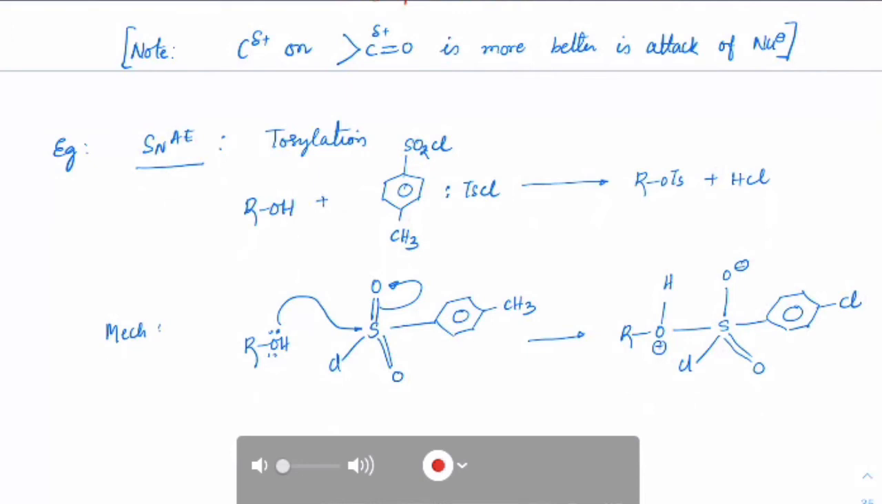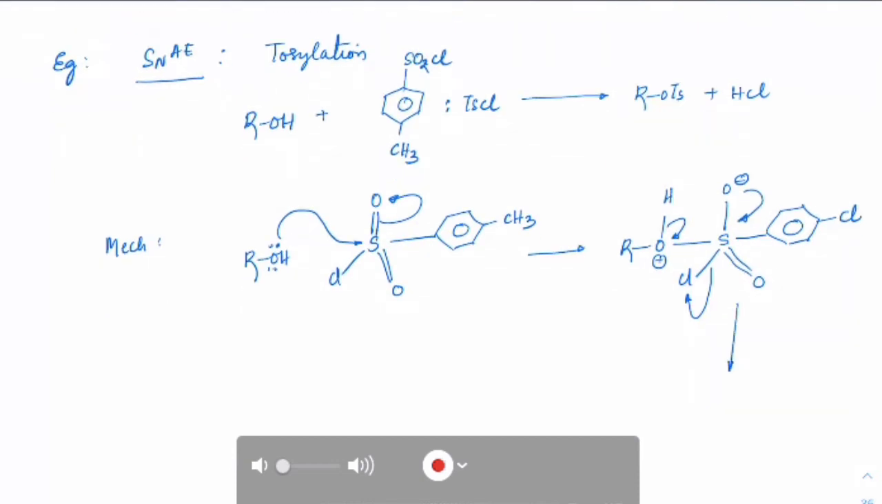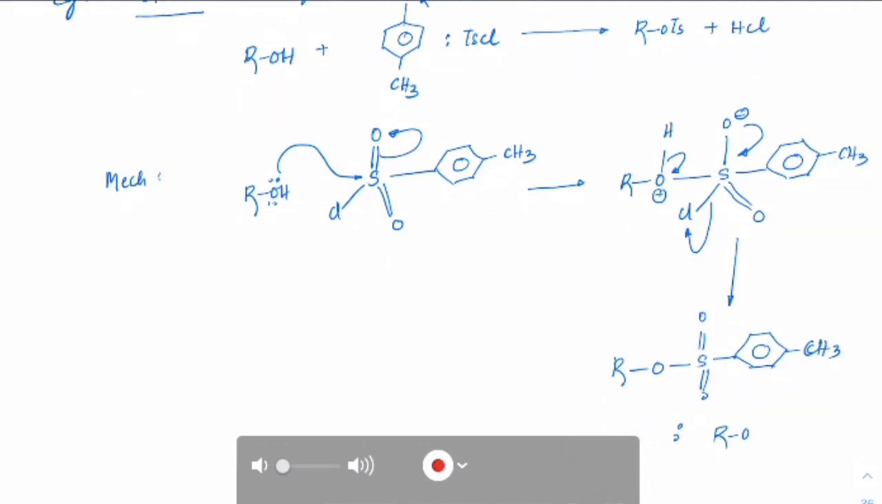Then we have learned that Cl minus will be left by taking away this H plus, and at the same time O will make a double bond formation there. So that's how we'll get RO-S double bond O with CH3. Sorry, this is CH3, and this is what we call ROTs.